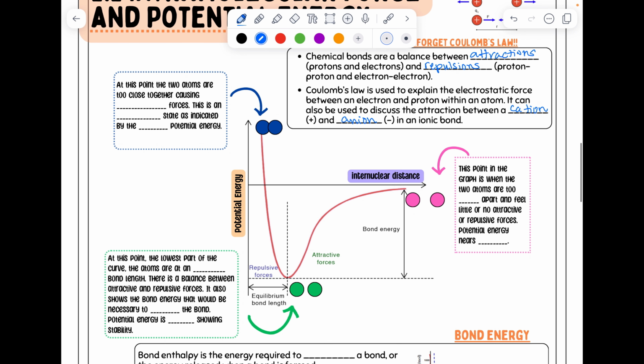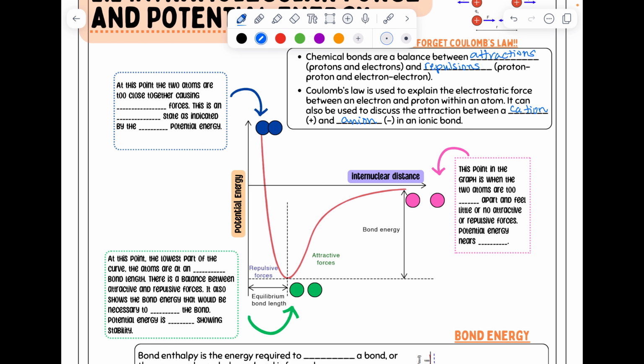We're going to use this graph to show these attractive and repulsive forces. And notice this graph, whenever you're looking at a graph, you're going to read the y and the x-axis. On the y-axis, we have potential energy. And then here on the x-axis, we have the internuclear distance. So that's the distance between the two radii of an atom, okay?